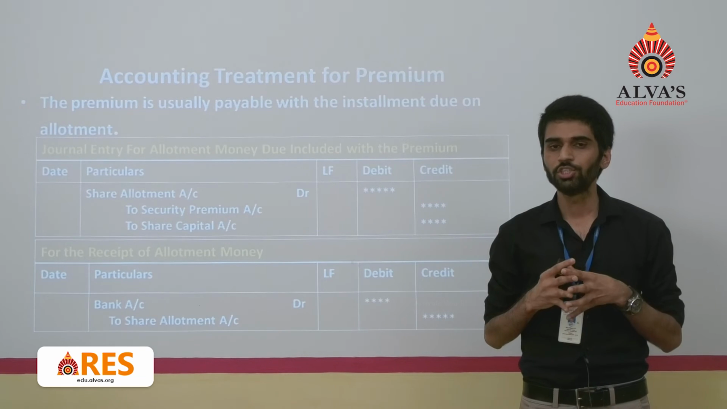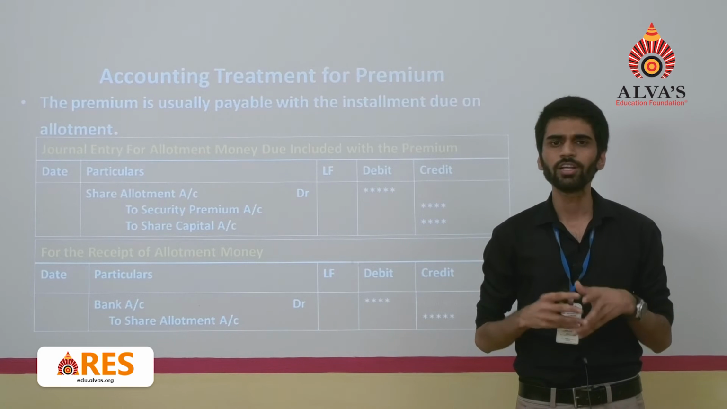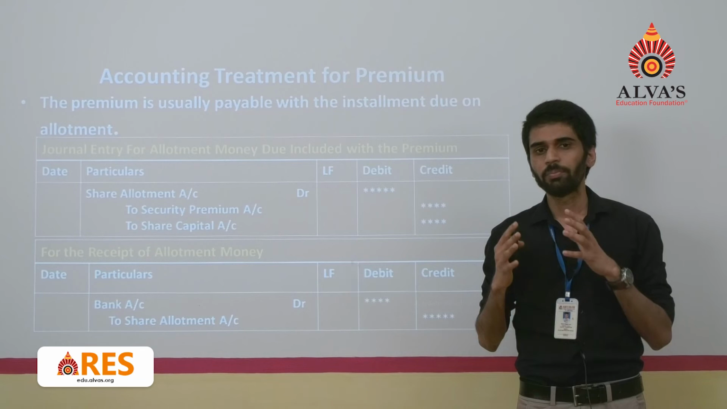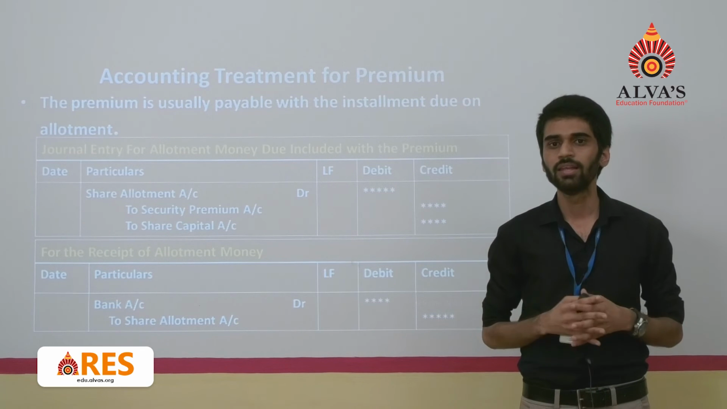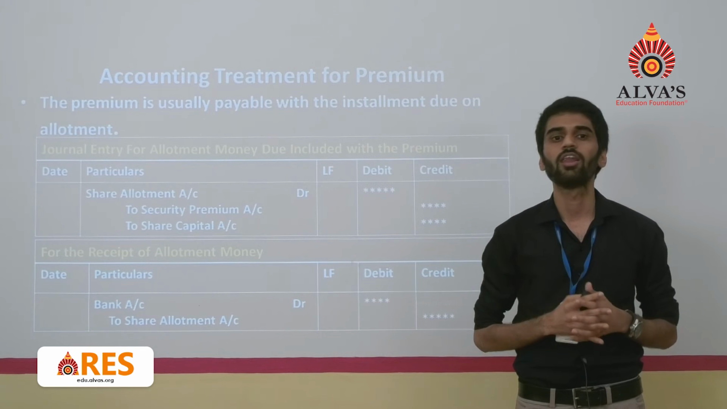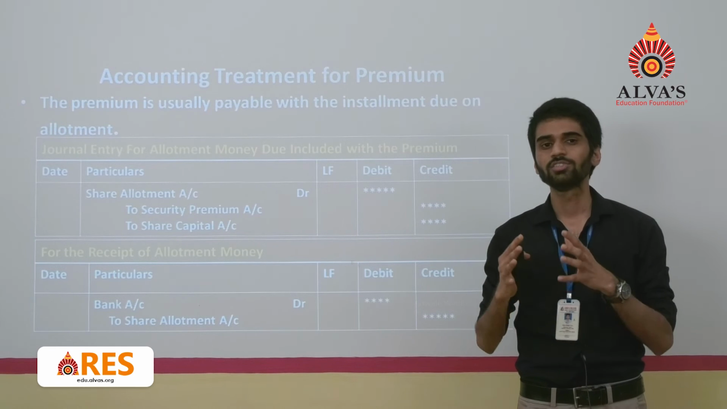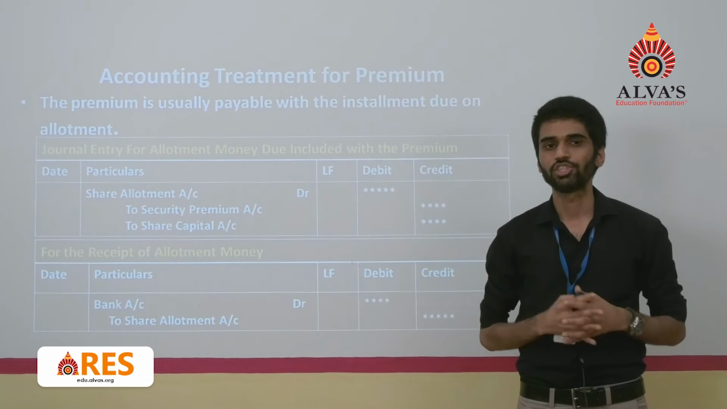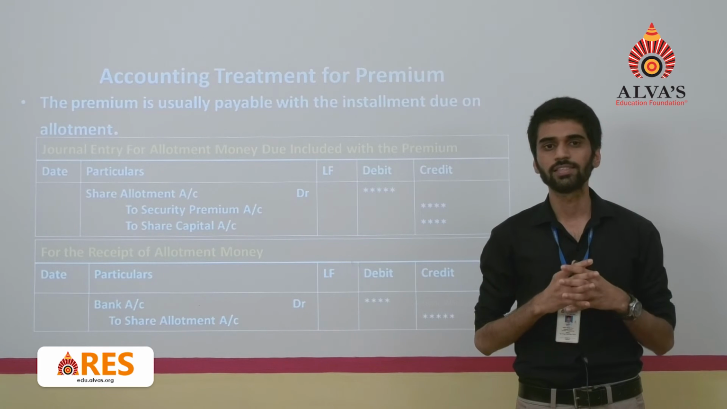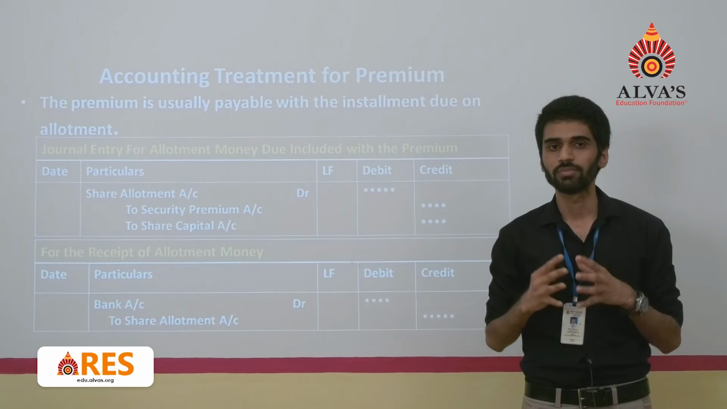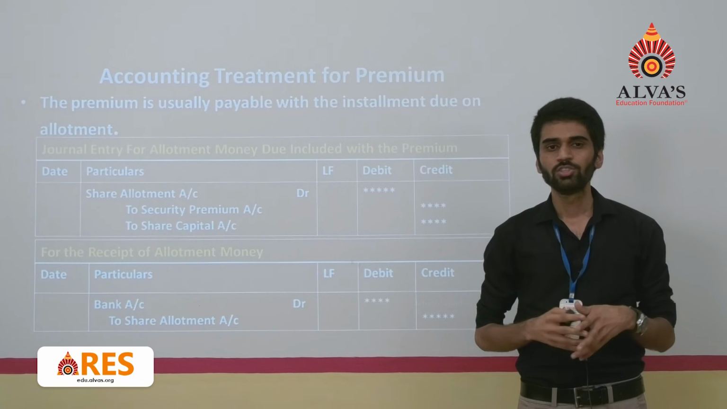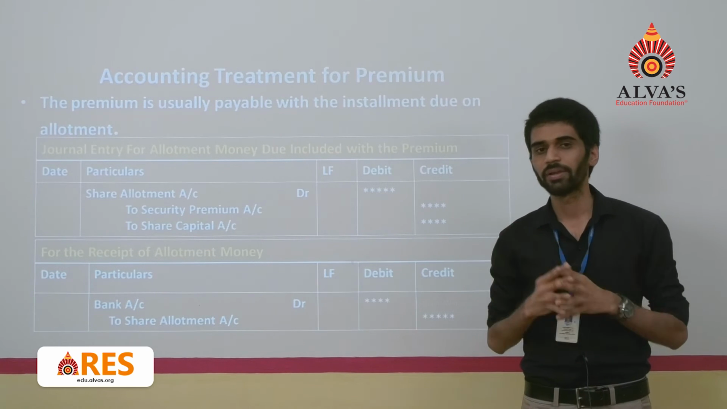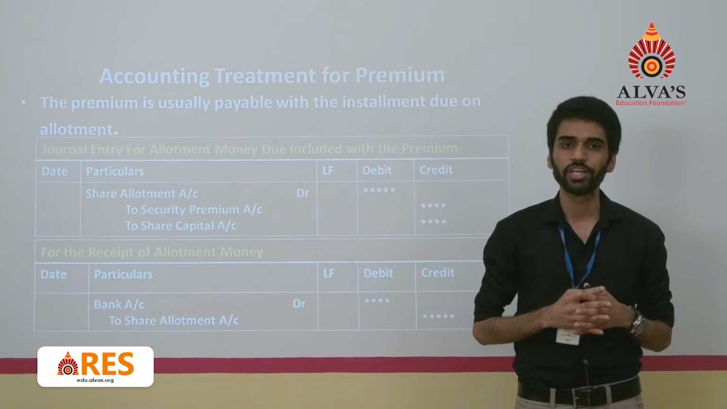Now, if the issue of shares is done at premium, what is the accounting treatment? See, usually the premium amount is payable with the installment of allotment. However, there is no hard and fast rule that it has to be collected at the allotment stage. But in most cases, this premium money will be collected with the allotment money. So, while collecting the premium money, as you know, it has to be maintained separately, it should not be combined with the share capital.